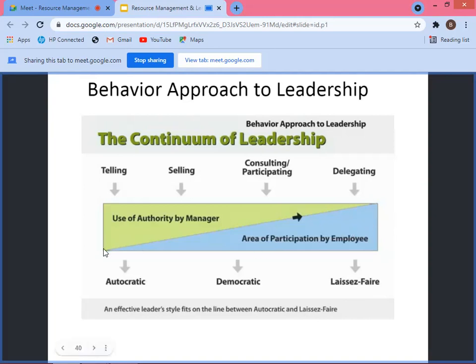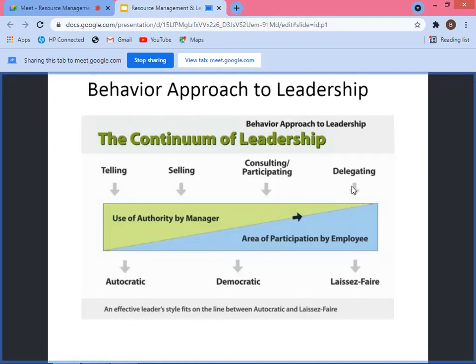This is the evolution of the continuum of leadership, from telling to selling to participating to delegating. The use of authority goes from bigger to lesser, and the employee's participation goes from less to more. We start from autocratic, become democratic, and then laissez faire. So an effective leadership style fits on the line between autocratic and laissez faire.